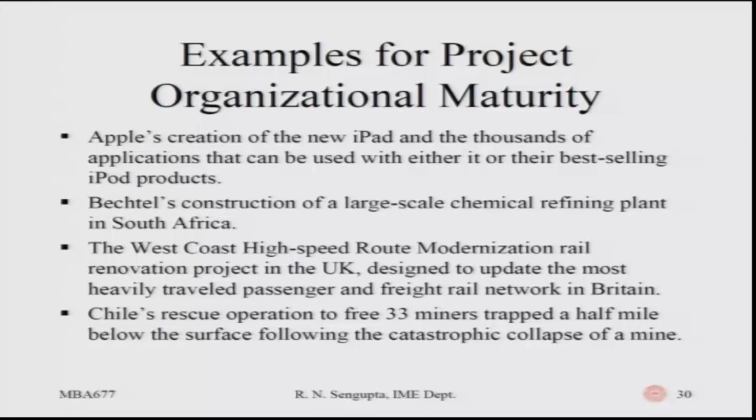So, examples of project organization maturity would be Apple's creation of a new iPad and the thousands of applications that can be used with either it or their best selling iPod product application. Obviously, how the project organization maturity has happened would give a good feel of how the team implementing the Apple products came up with different types of KPIs, key performance indicators, and success criteria, based on which the projects could be analyzed on a macro level, as the overall project finished.